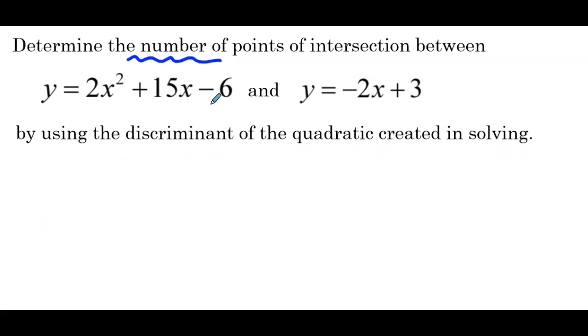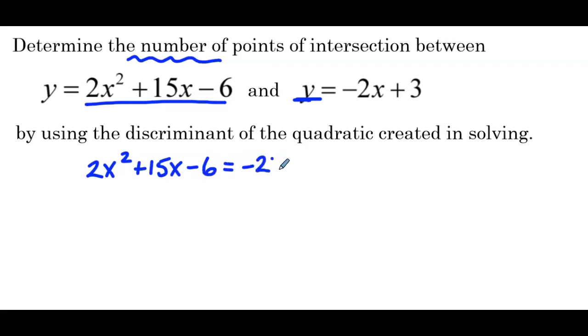Okay, so they don't want the discriminant of this quadratic. They want it when I'm solving. So let's start solving and see if we get to the point where this makes sense. So we'll solve by substitution. So we'll substitute 2x squared plus 15x minus 6 in for y. So we have 2x squared plus 15x minus 6 equals negative 2x plus 3.